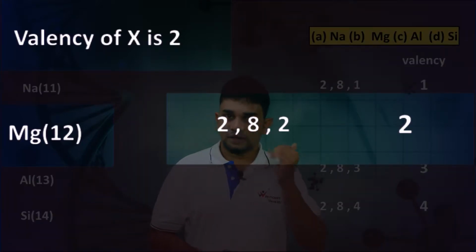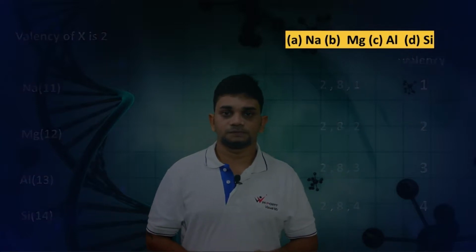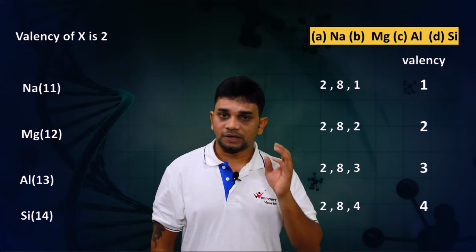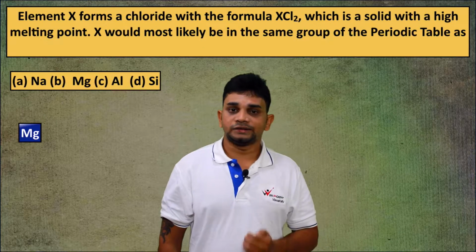Magnesium and the element X have the same valency. Mg, the valency is 2. The valency of X is also 2. So we can conclude that element X will be in the group of magnesium. Magnesium and X are both in the same group because the valencies are the same. Answer is magnesium.